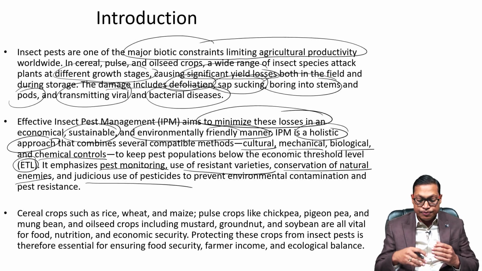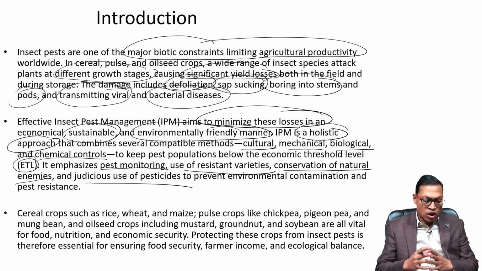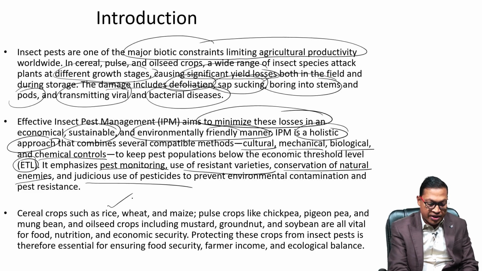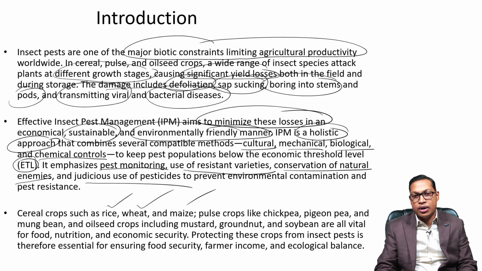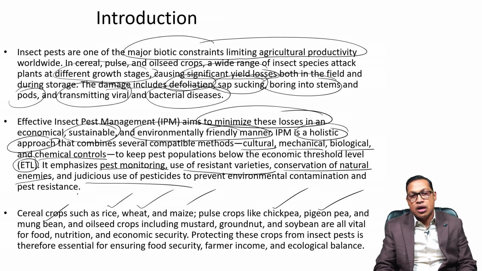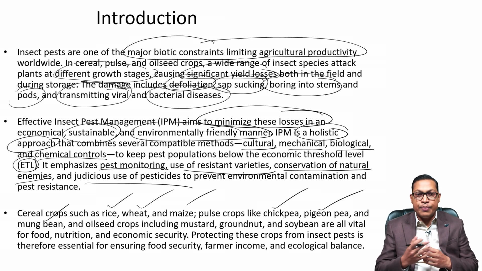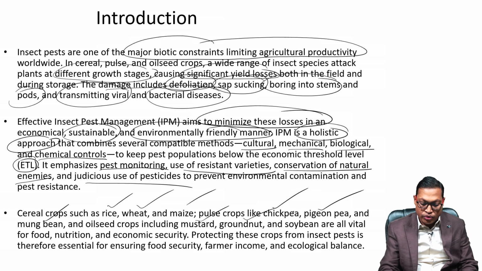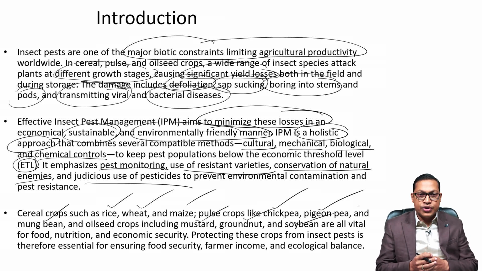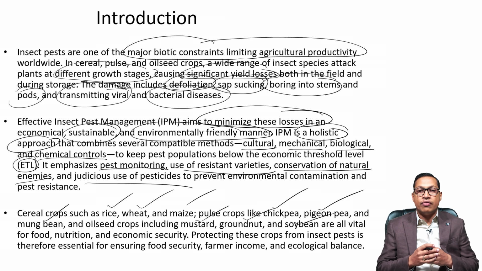These are some important strategies or steps of effective insect pest management by which we can minimize infestation in our crop fields as well as in storage halls. Cereal crops like rice, wheat and maize are the major staple food crops of India. Pulse crops like chickpea, pigeon pea and moong bean are important for protein in the human diet. Then oilseed crops like mustard, groundnut and soybean are required for cooking different meals.